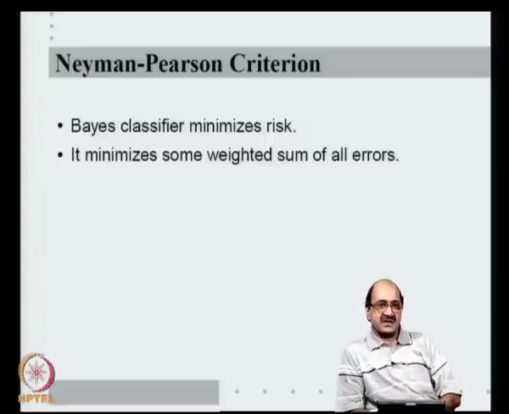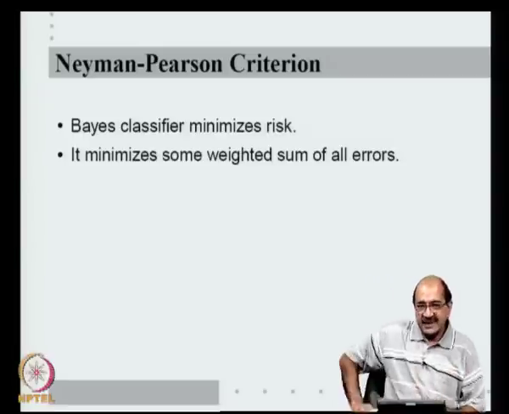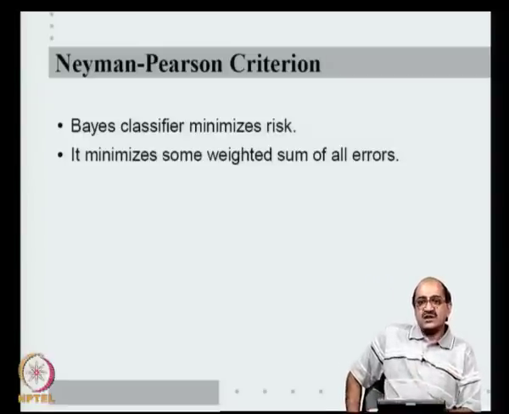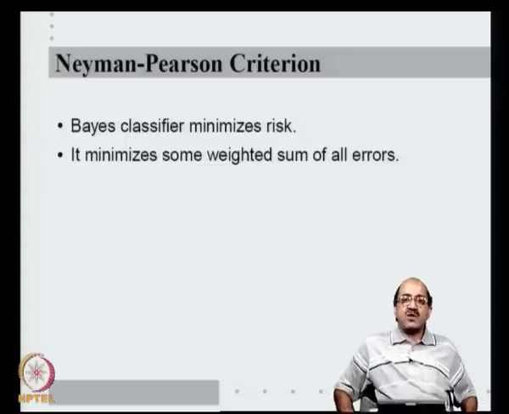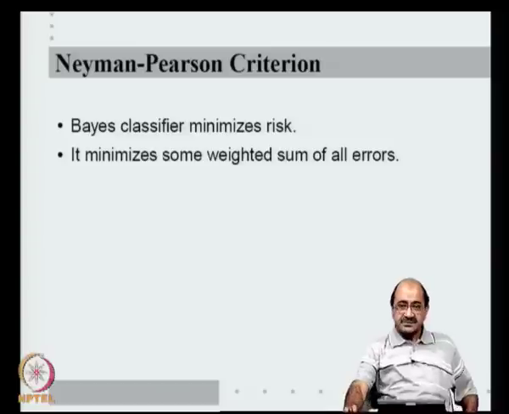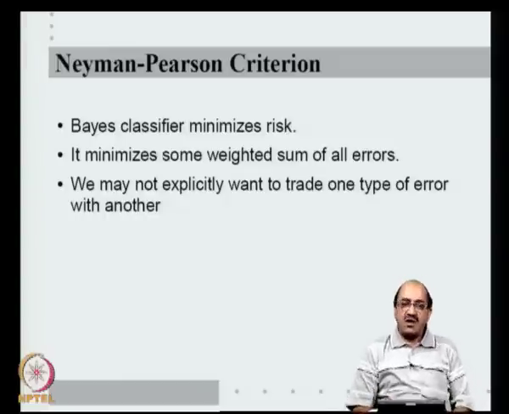The Bayes classifier minimizes risk. What is risk? Risk is the expectation of loss. Each loss is what I pay for an error, and because it is an expectation, it is some weighted sum of the errors, right, a weighted sum of probabilities of errors, a weighted sum of losses. So, if I classify a class 0 pattern as a class 1 pattern, there is some cost associated with it. A class 1 pattern as a class 0 pattern, there is some other cost associated with it. I find the weighted sum of all such costs and ask which classifier minimizes it, and that happens to be the Bayes classifier.